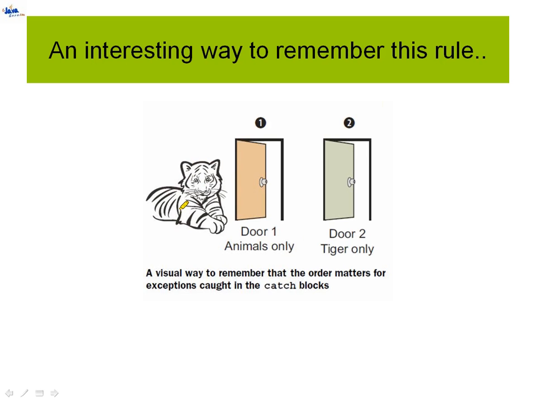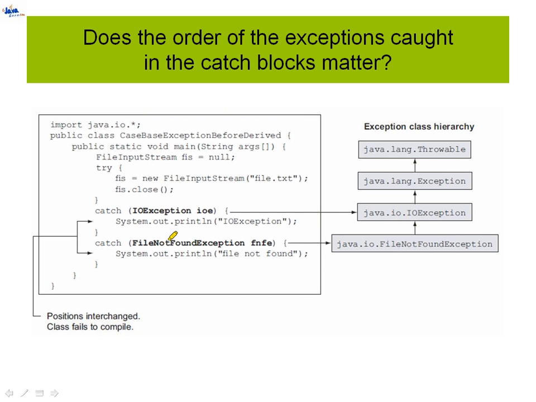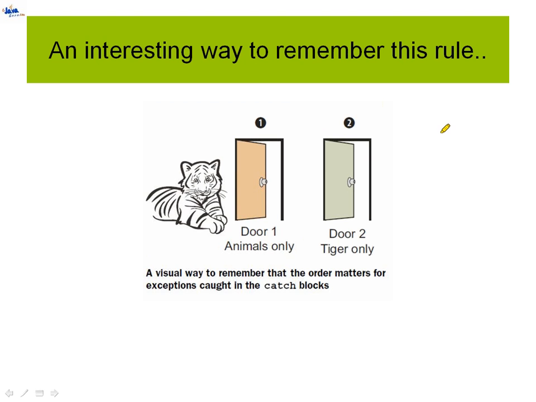When the tiger passes through door 1, because it's an animal, it would enter door 1. It won't care to look at the other door which was meant only for tigers. The same thing happens here. Because IOException is a base class of FileNotFoundException, instances of FileNotFoundException would be handled by this one. So the other catch block would become unreachable code, it would never be reached, and so the code wouldn't compile. So the order of the exceptions that you catch matters. That's an interesting way to remember this rule.